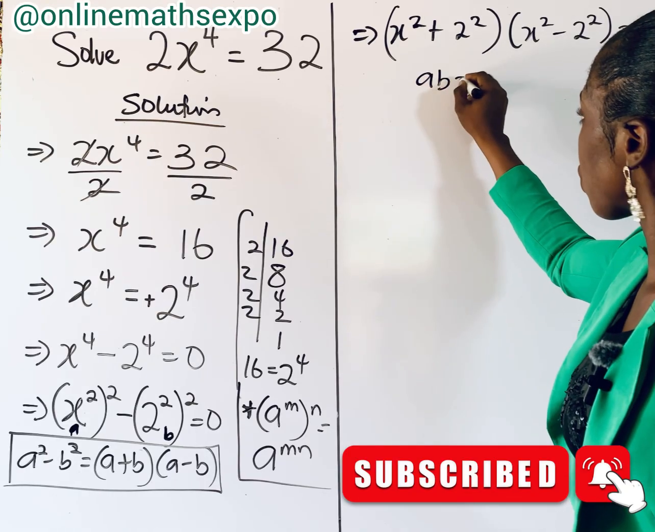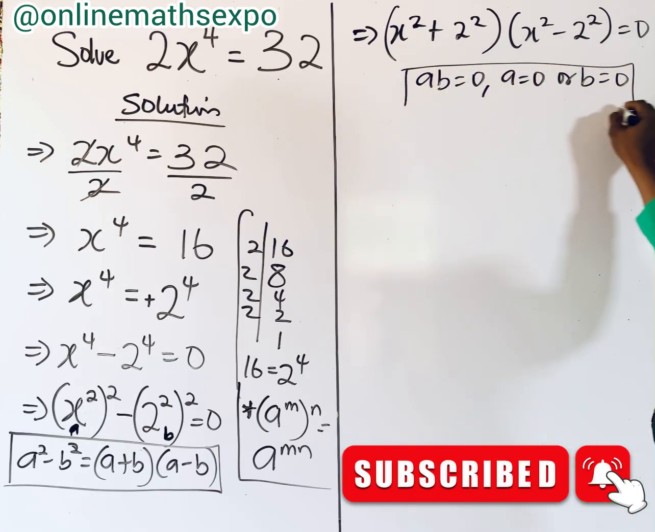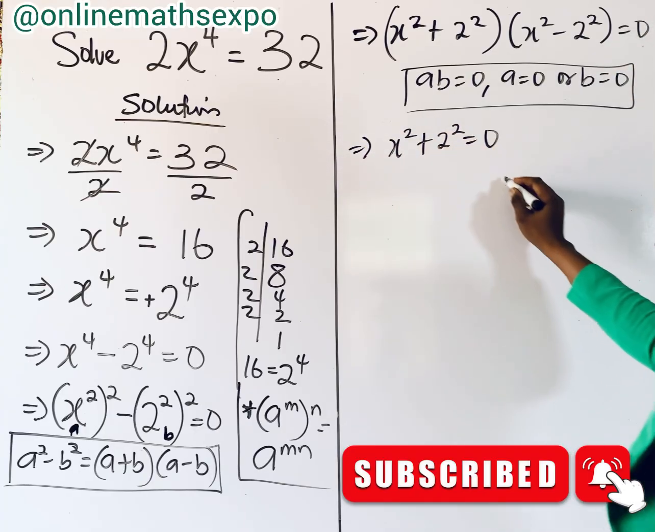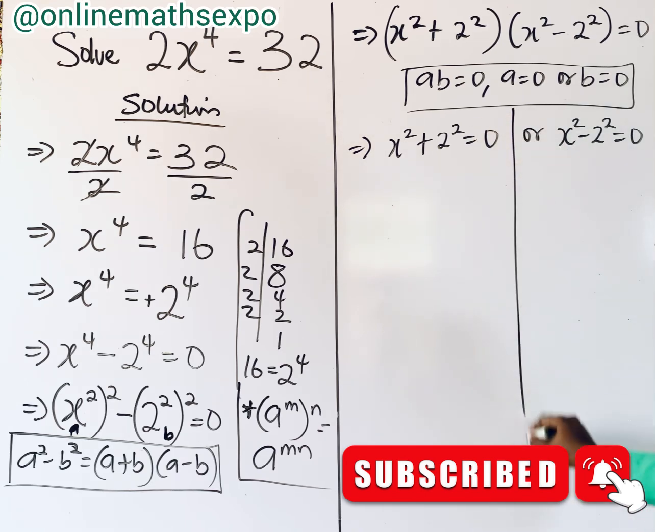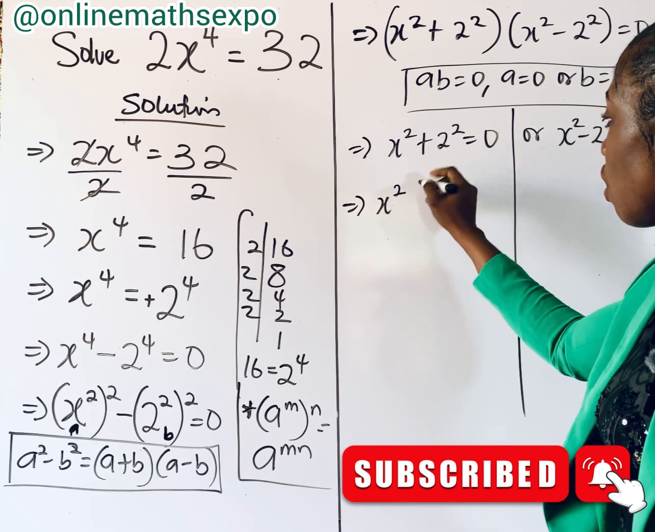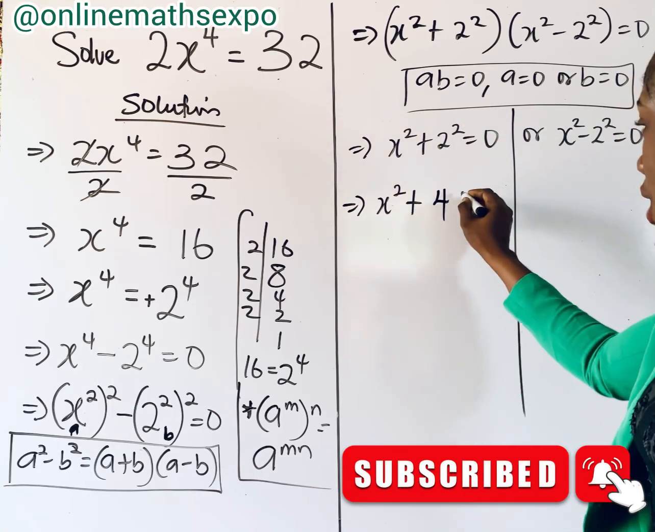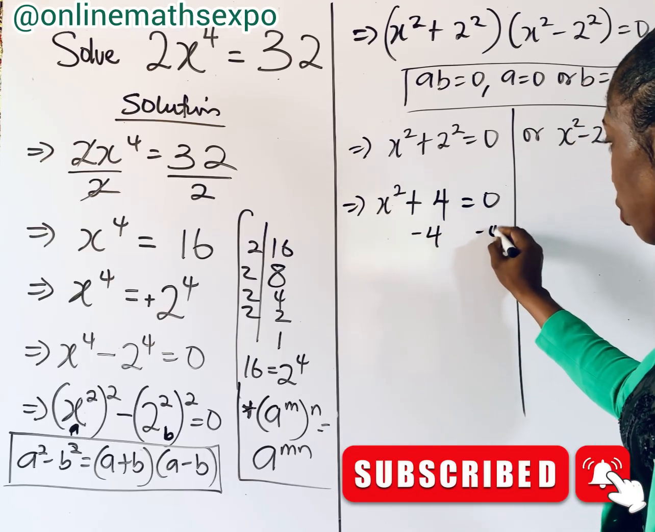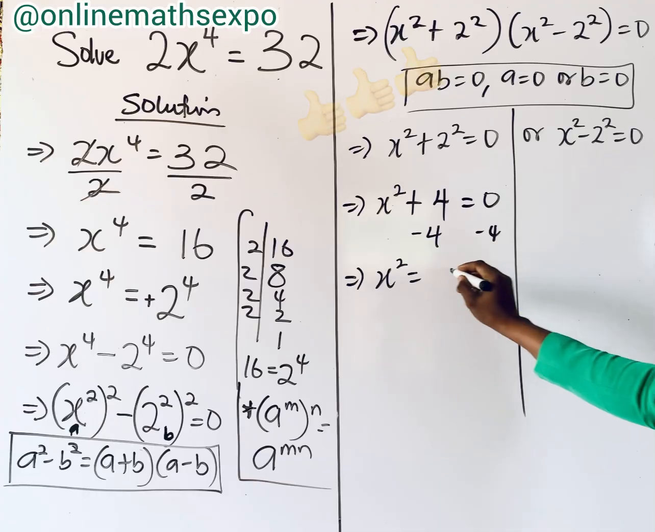Okay, now what do we do again? Each time ab is equal to 0, it means a is equal to 0 or b is equal to 0. So let's apply this here. It means that x squared plus 2 squared is equal to 0, or x squared minus 2 squared is also equal to 0. Now what do we do? x squared plus 2 squared is the same as x squared plus 4, since 2 to the power of 2 is 4, equal to 0. To get your x, let's remove this. So you subtract 4 from both sides. In that case, x squared will give us 0 minus 4, which is negative 4.